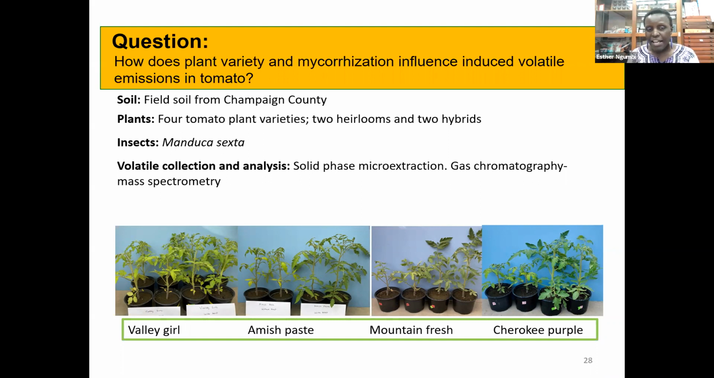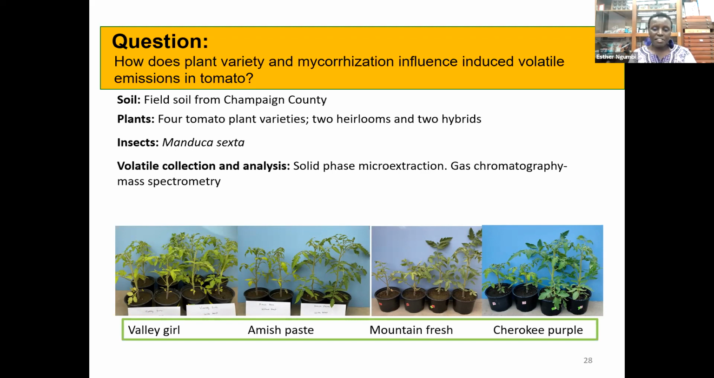And for the varieties, we're using 2 heirlooms and 2 hybrids. These are varieties that most of them are locally grown here in Illinois and in the Midwest. And our insect is Manduca. And as I said, we collect our volatiles using solid phase microextraction. So once again, we have 4 plant varieties, 2 heirlooms, which are the Amish Paste and Cherokee Purple, and 2 hybrids, the Valley Girl and Mountain Fresh.